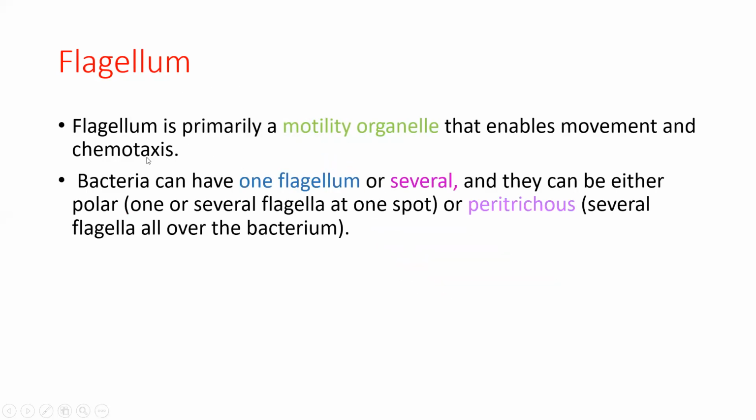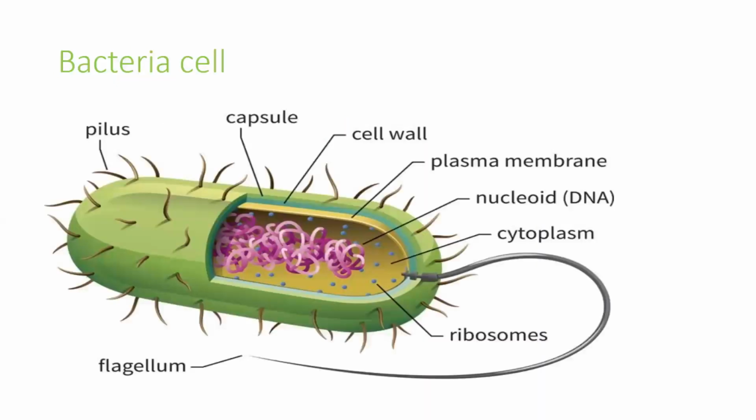Next one, bacteria can have one flagellum or several. Only one flagellum in a bacterium is called one flagellum. Some bacteria have a number of flagellums, that is called several flagellums. Look at here, this is the bacteria with only one flagellum. That is called monotrichous, or one flagellum.